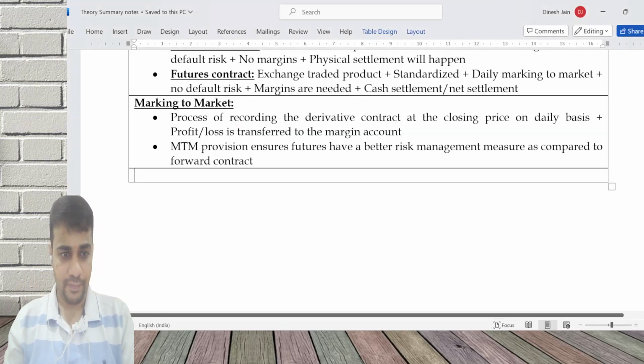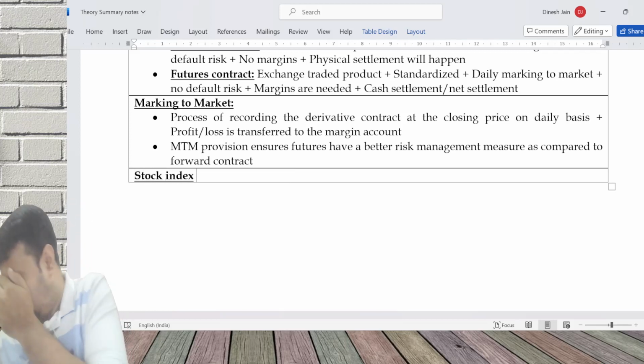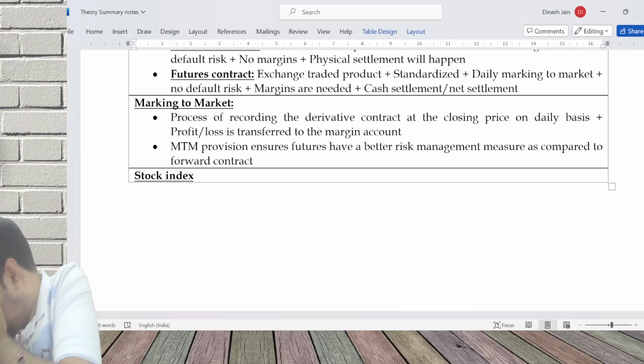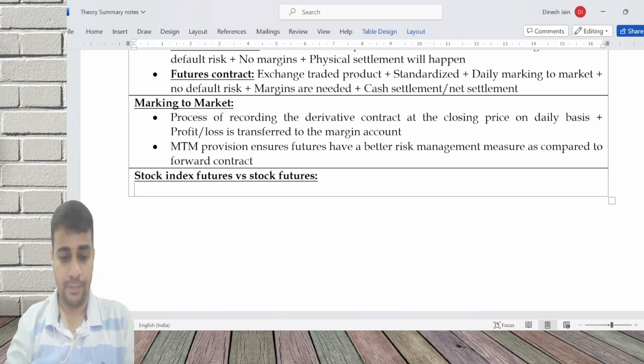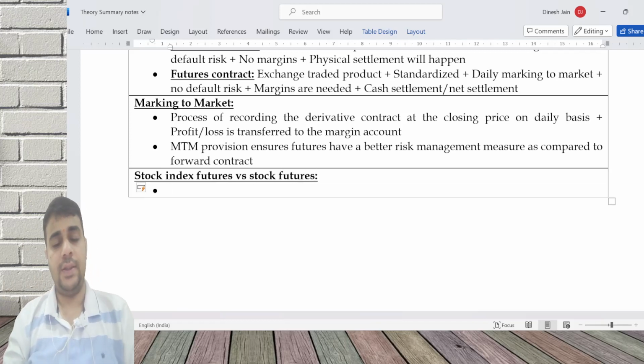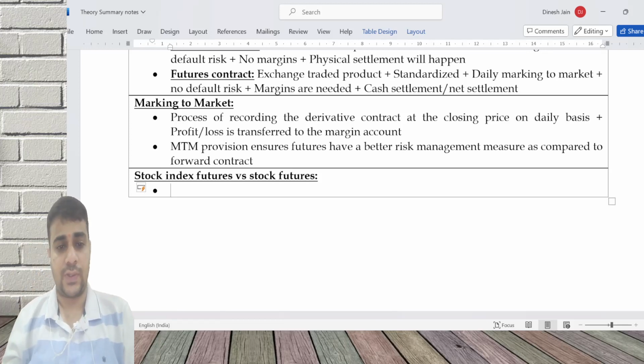Next, advantages of stock index futures versus stock futures. I think this and the next question are kind of interrelated. Stock index futures versus stock futures.